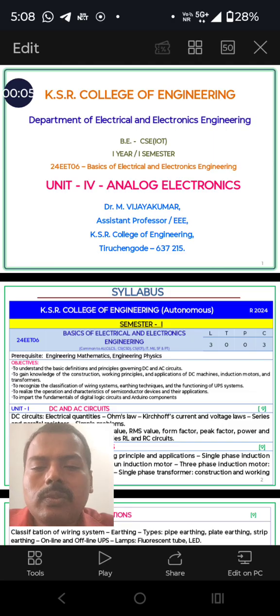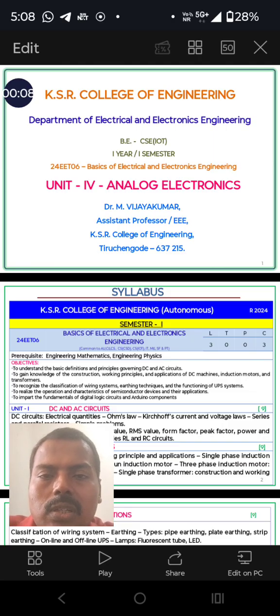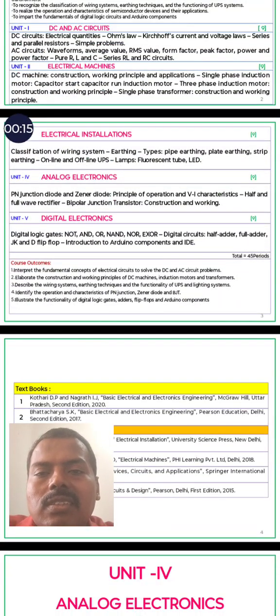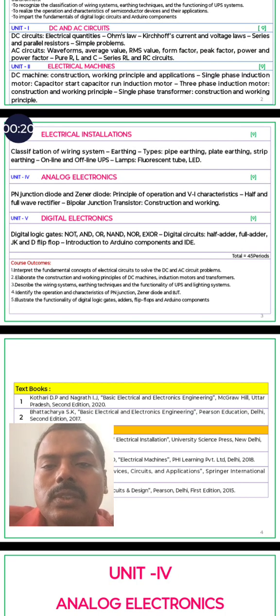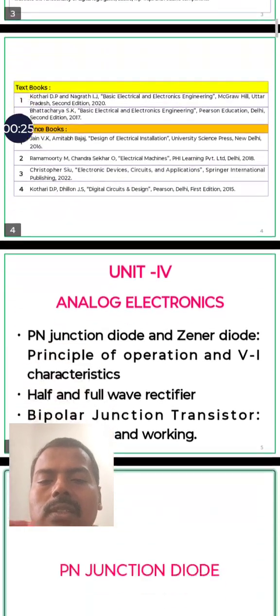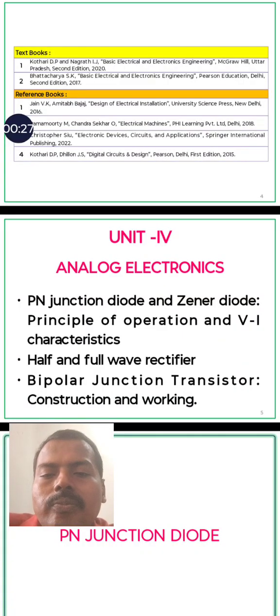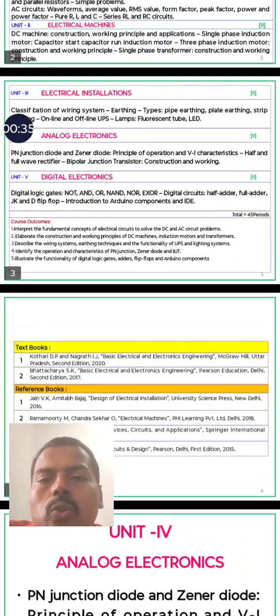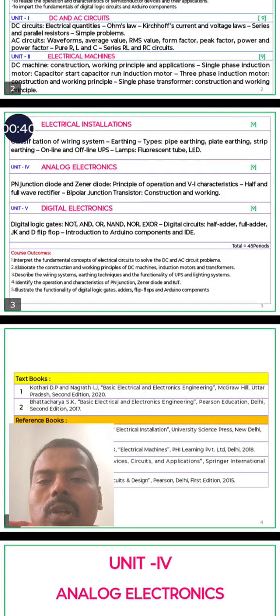So now we are going to discuss Unit 4, Analog Electronics. Generally, what is electronics? Already in the introduction class I explained about electronics. Now it is analog electronics. In analog electronics, the topics are the PN junction and Zener diode, half-wave and full-wave rectifiers, then the bipolar junction transistor, its construction and working. So these are all the topics present in Unit 4, Analog Electronics.